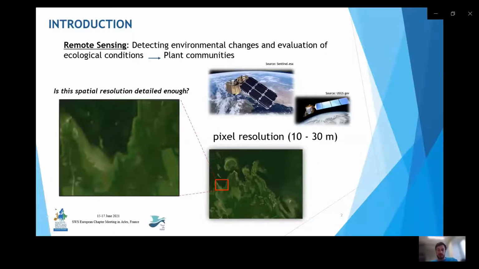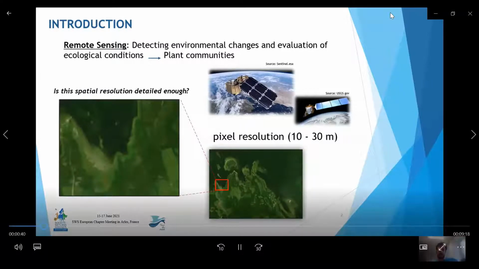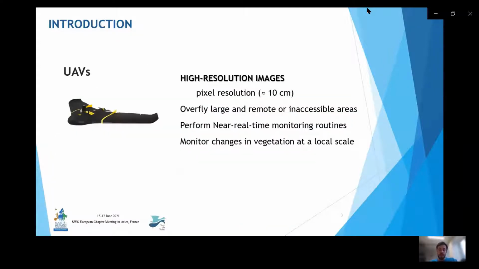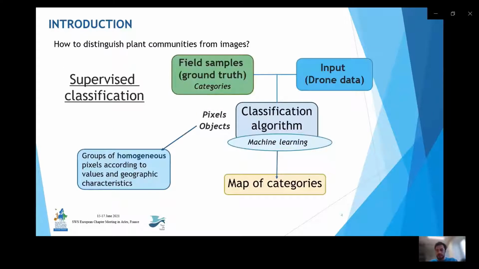We know that we can monitor environmental changes and evaluate ecological conditions using remote sensing imagery. We detect vegetation structure in the form of plant communities, but depending on the type of these communities, spatial resolution from satellites might not be enough to capture the heterogeneity. This can be the case of coastal grasslands. We can increase the spatial resolution by using high-resolution images taken from cameras on board unmanned aerial vehicles. They present many advantages for environmental studies.